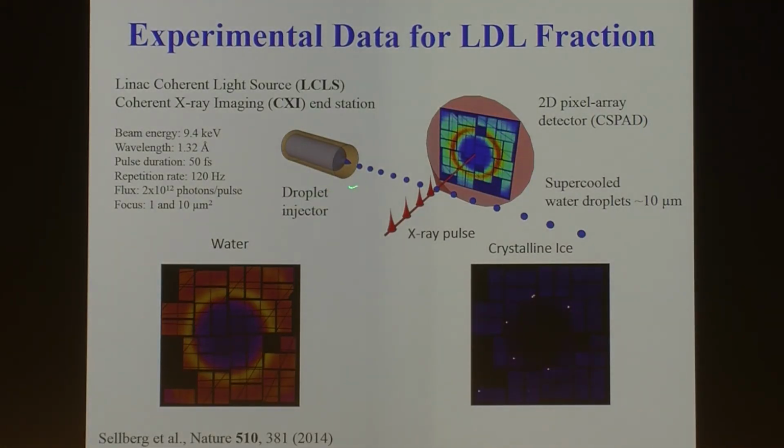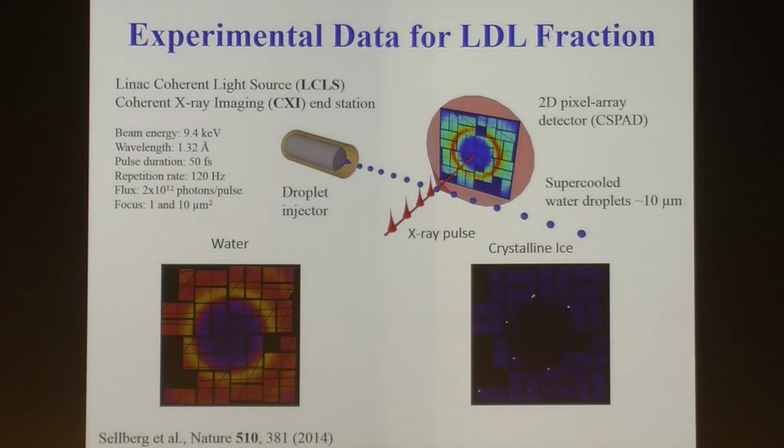So you have to cool very rapidly and measure very rapidly. You inject water droplets, 10 microns in diameter, into vacuum, and then you hit them with these X-ray pulses. You get a diffraction pattern from individual water droplets. If they are liquid, it will look like this. If they have crystallized, you get Bragg spots, like in protein crystallography.